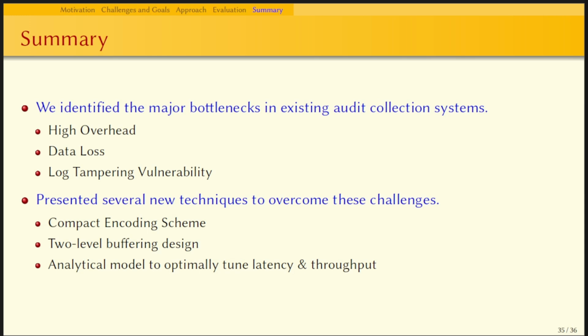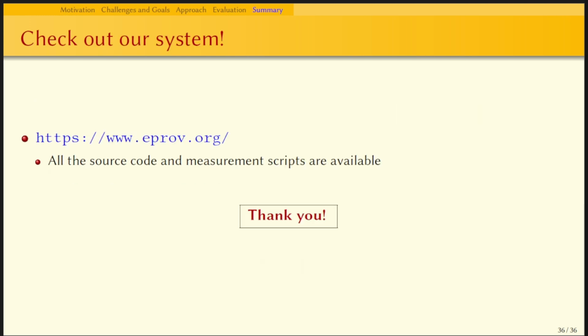In summary, we accomplished the following. We identified the major bottlenecks in existing audit collection systems: high overhead, data loss, and log tampering vulnerability. We also presented several new techniques to overcome these challenges: our compact encoding scheme, two-level buffering design, and an analytical model to optimally tune latency and throughput.